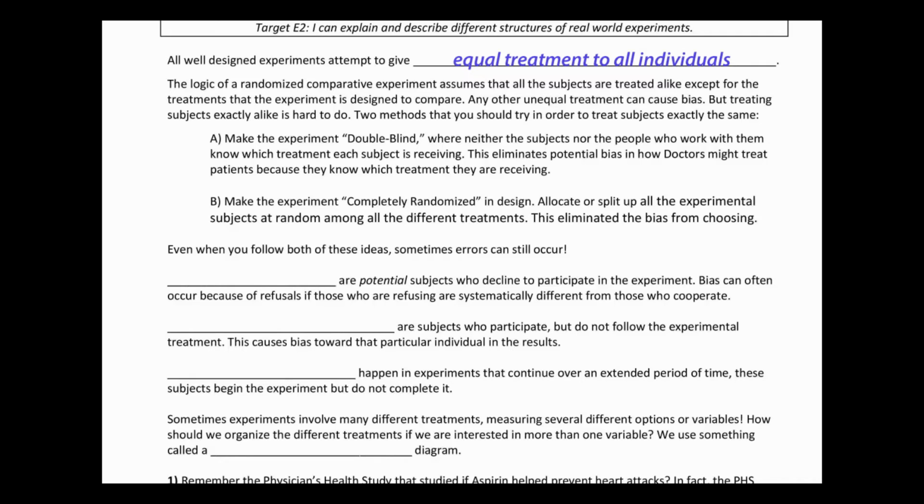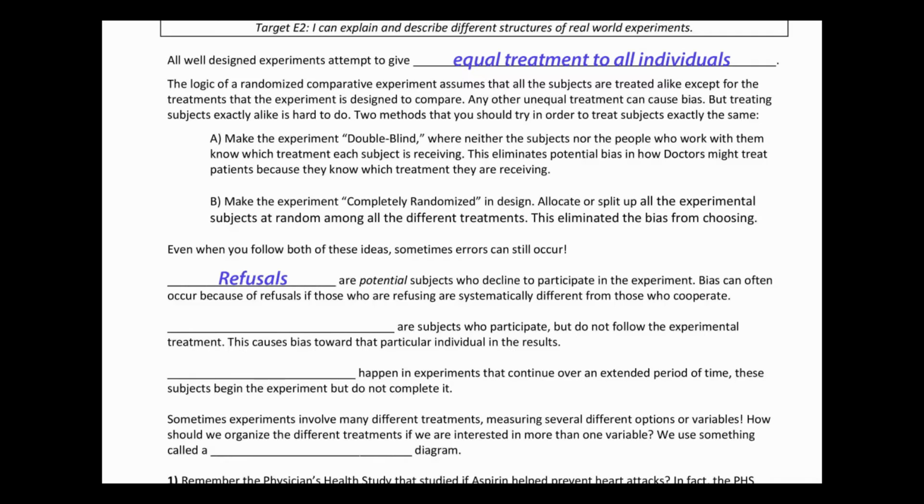Second thing is make the experiment completely randomized in design. Allocate or split up the experimental subjects at random along the different treatments, and that eliminates the bias that comes from choosing. So we already knew that, but this double-blind style is maybe a little bit new to us, but it's used a lot in the real world. Even if you follow both of those things, sometimes errors can still occur. These are some types of common errors that you might deal with if you had to design your own experiment.